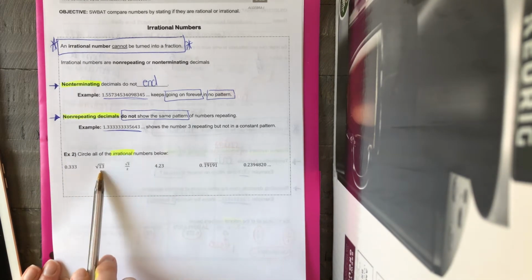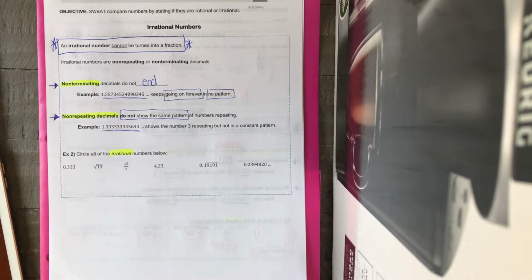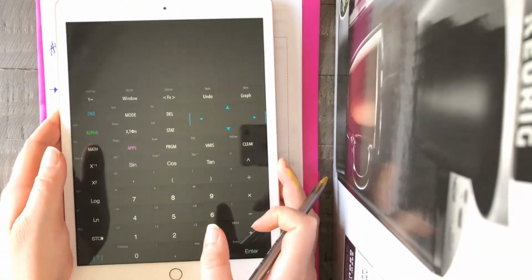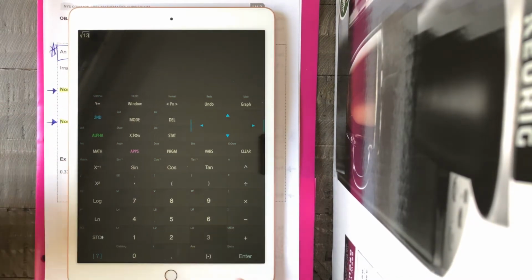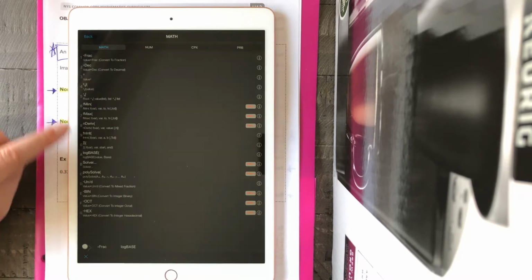I'm gonna go to the next one, the square root of 13. Let's try typing that into my calculator because I don't know what that would be. Let's go here. Again, I'm just going to type in the square root of 13. And I get that big decimal. So now I'm going to try to turn it into a fraction.